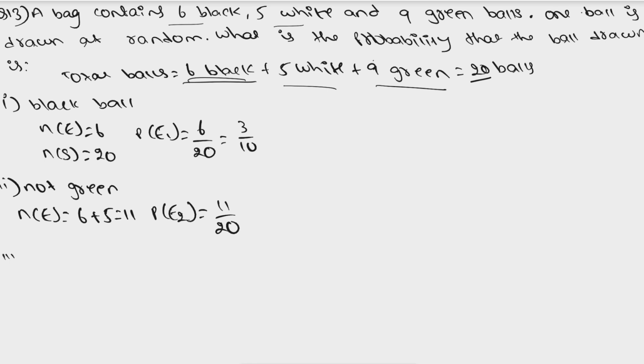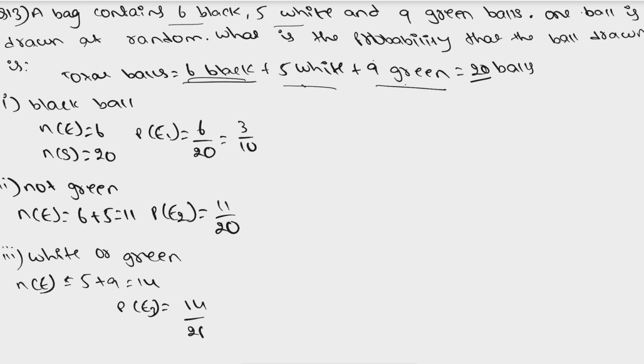Next, the third one: probability of getting either white or green. So n of E is both white and green, that is 5 plus 9, which is equal to 14. The probability of this third event is 14 by 20, which can be simplified as 7 by 10.